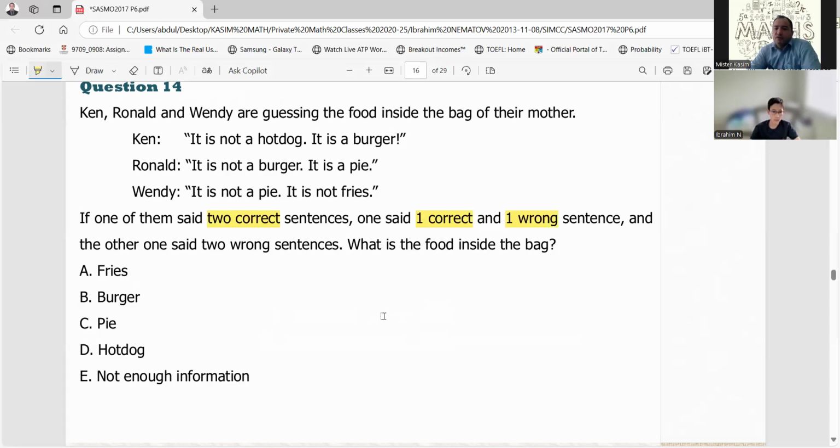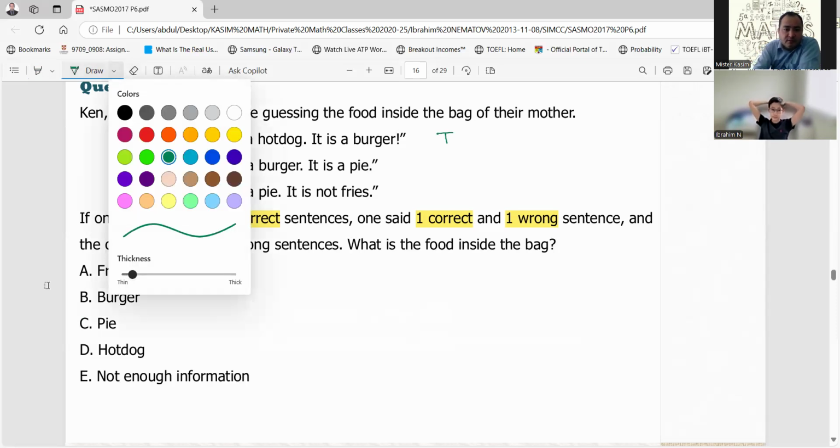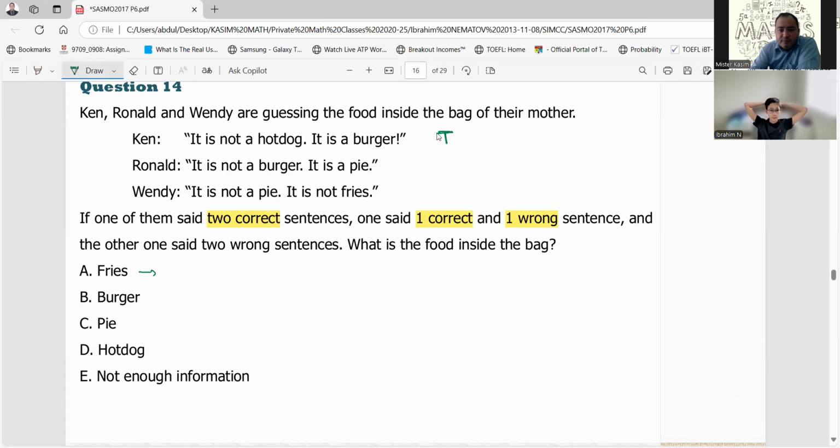How do you do that? For example, suppose that it says, what is the food inside the bag? Suppose it is fries, for example. If it is fries, it is not a hot dog. That is true, right? It is a burger. It is false, right?